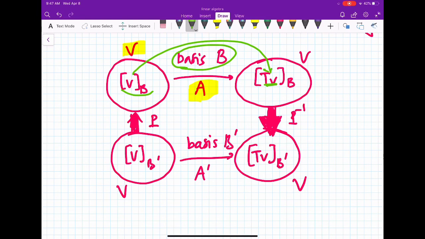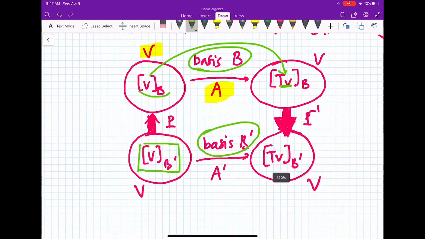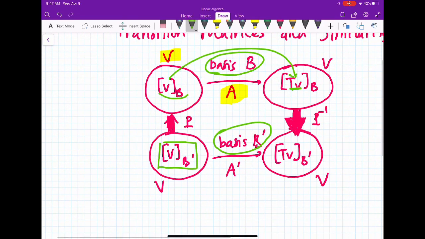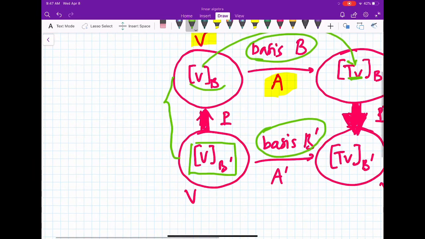Now you have another basis B prime, and you want to find the coordinate of V in B prime. We learned that topic, how to change basis using transition matrices. So let me remind you a little bit about that, and then we move to linear transformation. Let's talk about only these two objects, B prime and B.